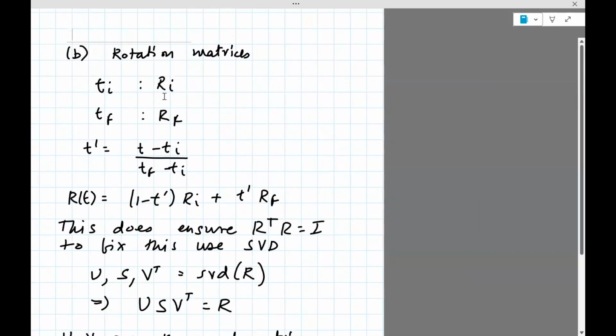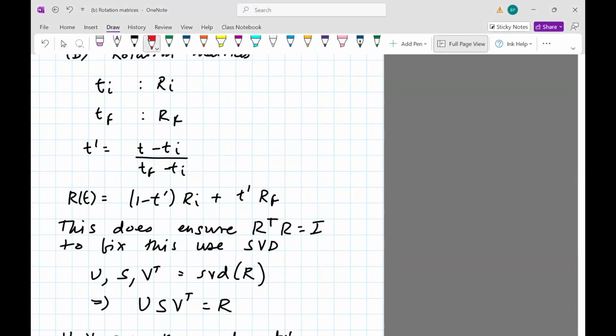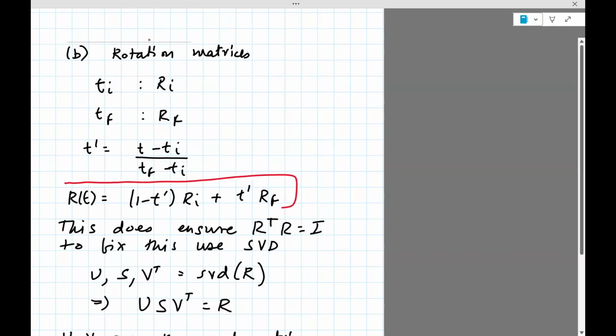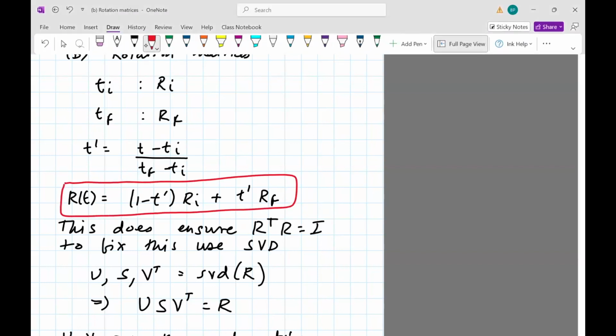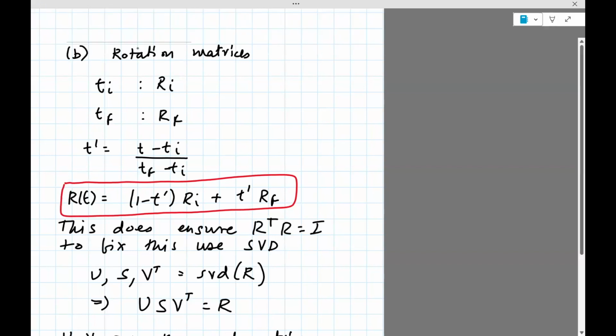For rotation matrices, we have the start rotation matrix, the end rotation matrix, and we rescale time. This is the formula for R as a function of t prime. Now, there's a problem with this kind of interpolation. Remember that a rotation matrix is orthogonal, meaning R transpose R equals I. Just interpolating this way does not keep R of t prime orthonormal; if you take R at any time, it will not follow this.